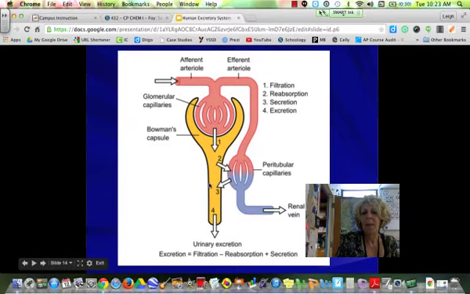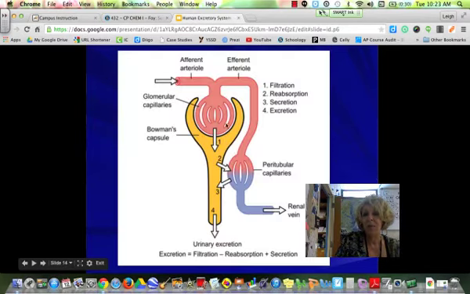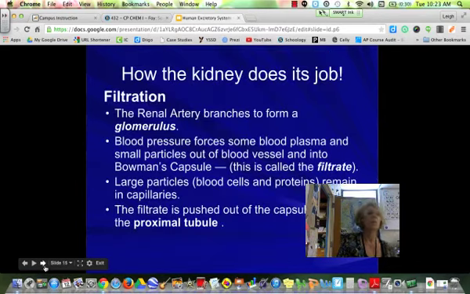Then the third phase is called secretion. So can you imagine that there might be some things in the blood that would be too big to filter through, but that the body would want to get rid of. And so the body uses active transport and some energy here to put some bigger things from the blood that didn't get filtered out into the tubule to be secreted. And excretion is what we call it when we remove urine from our bodies.